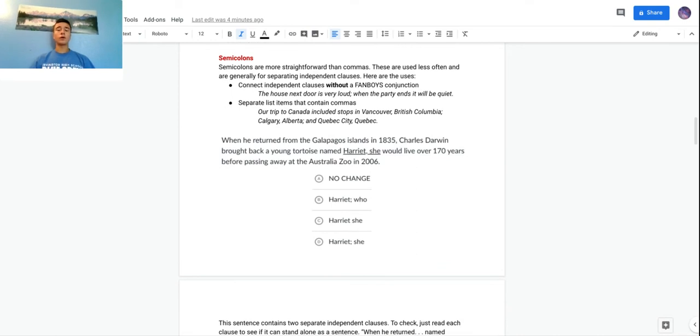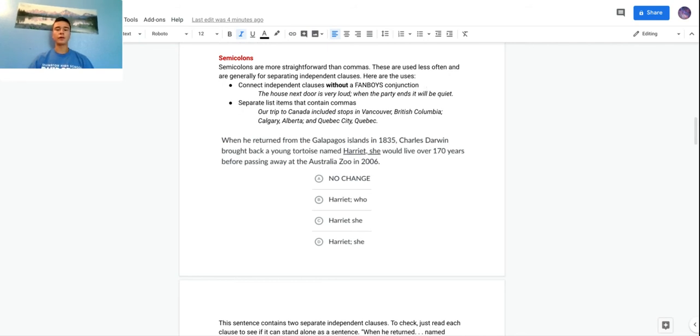Okay, so here are semicolons. These are more straightforward than commas, I'd say, but most people aren't really familiar with using them. I know I don't really use them in my writing a lot, but I kind of know how it's used. So there's just two main uses. It's to connect independent clauses without a fanboys conjunction.